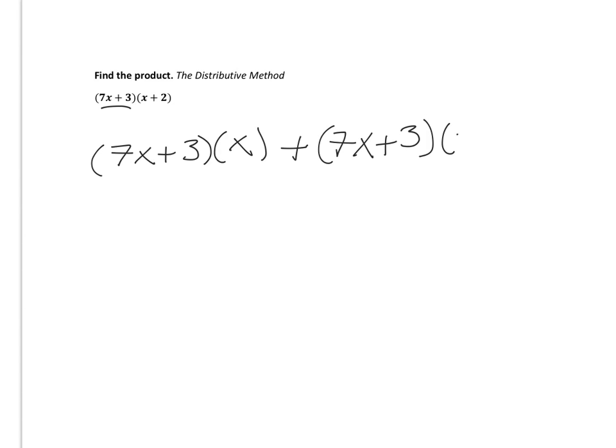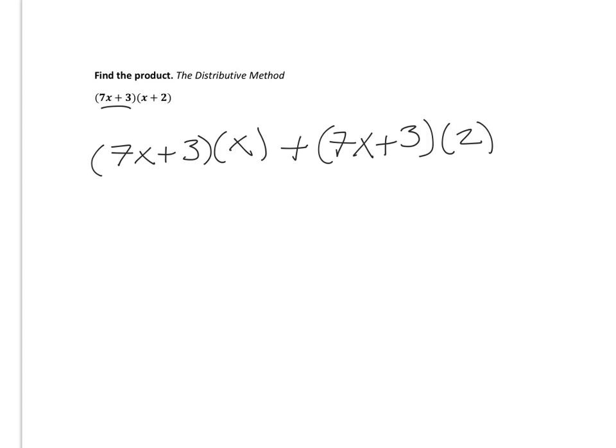So we have 7x plus 3 times x plus 2. And in the distributive method, everything that is in the first parentheses here will multiply to the second parentheses. So it will look similar to this. 7x plus 3 times x, plus 7x plus 3 times 2.